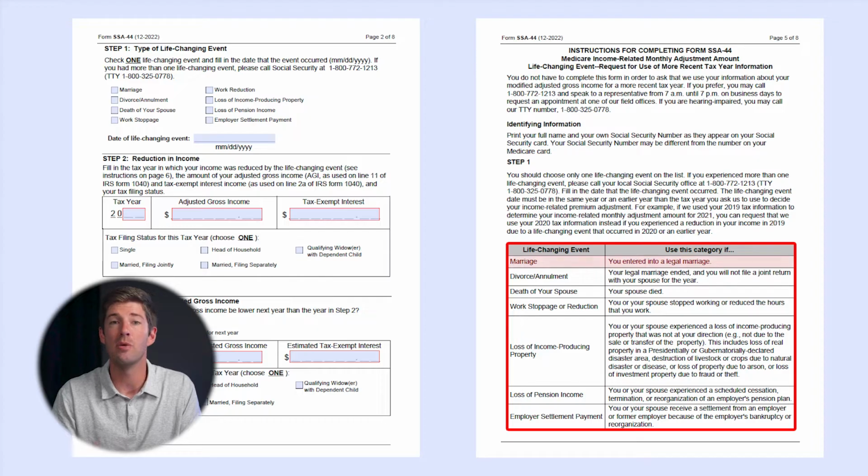Marriage seems easy enough. You entered into a legal marriage. Divorce or annulment, also straightforward. Your legal marriage ended and you will not be filing taxes jointly. Death of your spouse, work stoppage or reduction.